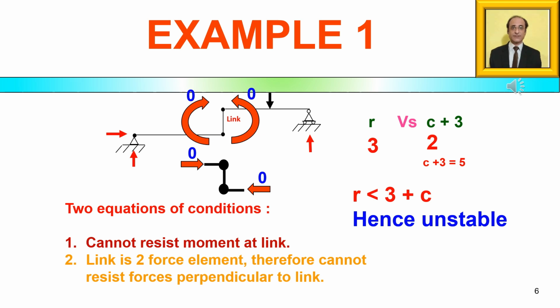But even without mathematical computations, just by simple inspection also, we can arrive at the conclusion that the structure is unstable. Just imagine applying a horizontal force at the roller support on the right end of the structure. What will you find? The link will undergo rotation and the structure will collapse. Hence, the structure in the current situation is unstable.